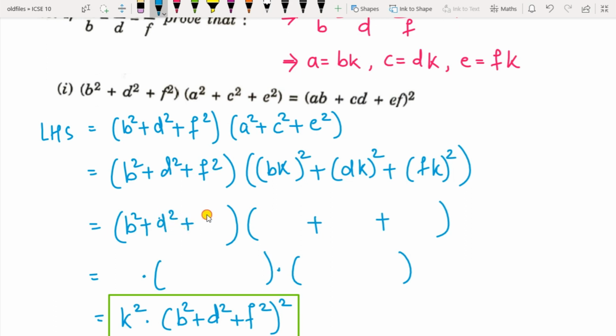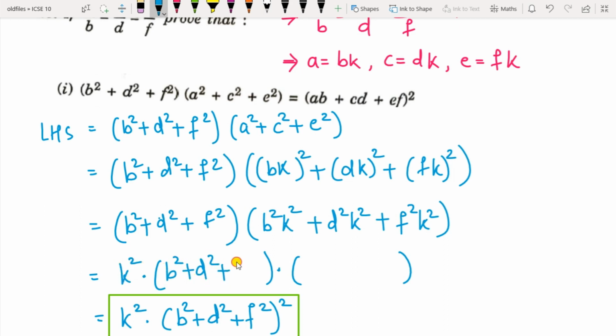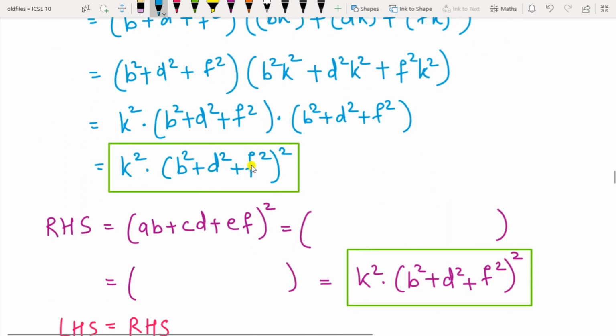d square plus f square, and this will be b square k square plus d square k square plus f square k square. Now from this bracket k square we can take out common. So this is b square plus d square plus f square. This is the first bracket, and from the second bracket it will also be b square plus d square plus f square. Now these two are similar brackets, so it is squared. So this is your LHS.